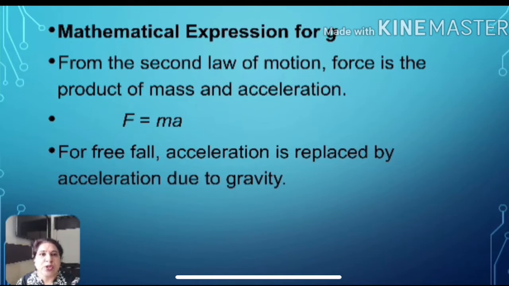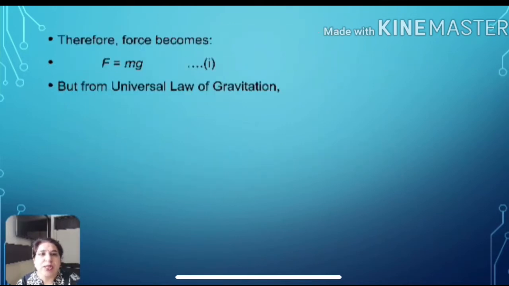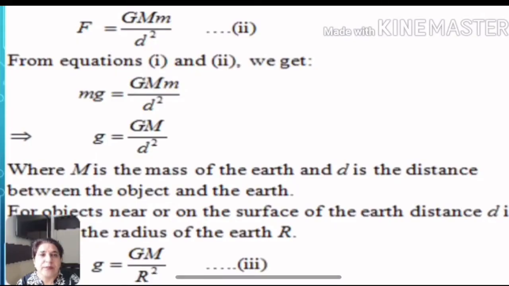Mathematical expression for small g. We know from Newton's second law of motion, F = ma. For free fall, acceleration a is replaced by g, so we can write F = mg. Now, for the expression for small g, the gravitational force we know is F = GMm/d², and instead of F we can write mg. So mg = GMm/d².